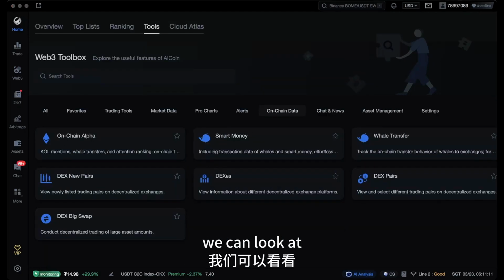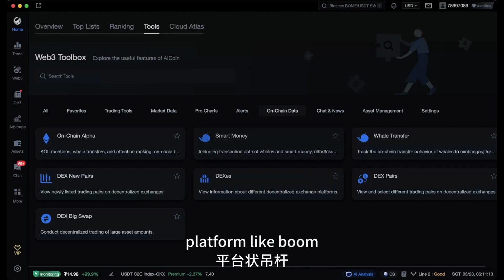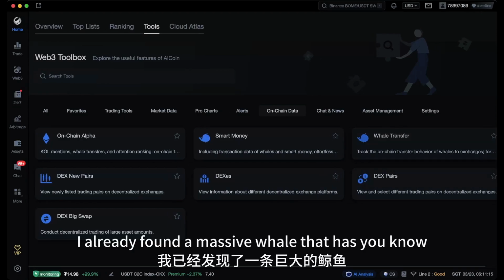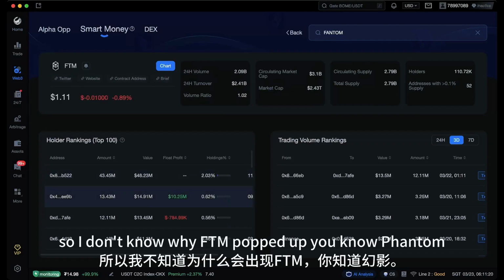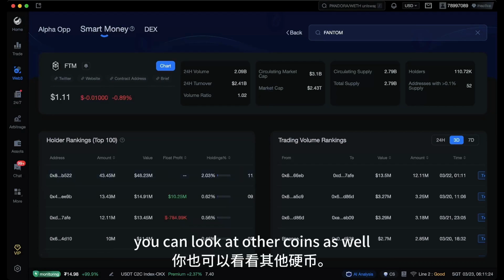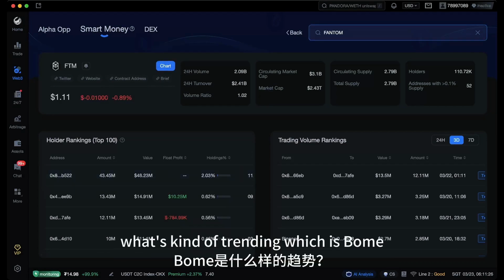This is pretty cool too. This is on-chain data for those that don't know. Really, really helpful too, guys. We can look at all whale transfers, and this is all on one platform. Like, boom, look at this. I already found a massive whale that has a lot of money on FTM. So I don't know why FTM popped up, you know, Phantom.